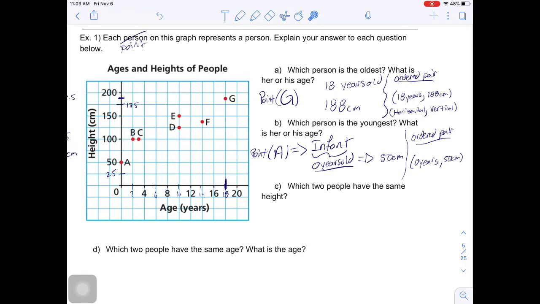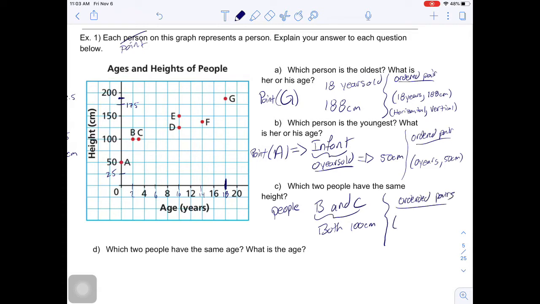Okay, we want to figure out who lines up along the vertical axis. So it looks like B and C are both 100 centimeters. So here, the people who have the same height are people B and C. And what are their heights? Their heights are 100 centimeters. So they're both 100 centimeters. And we could list these as ordered pairs. We would list them individually as ordered pairs.